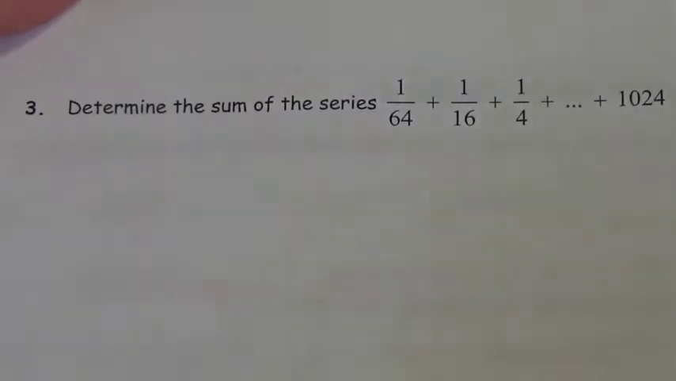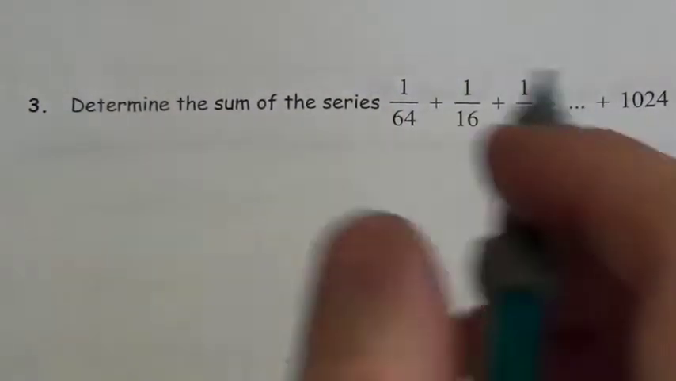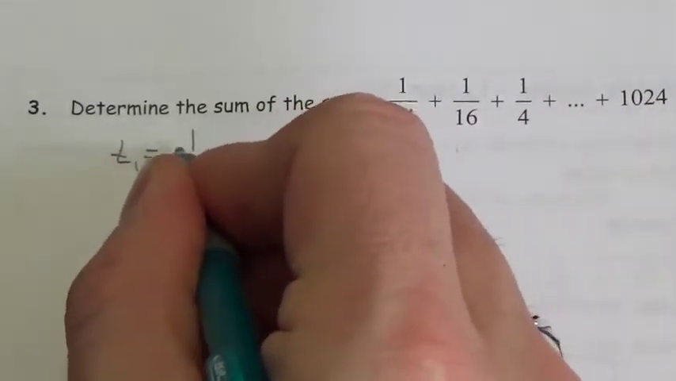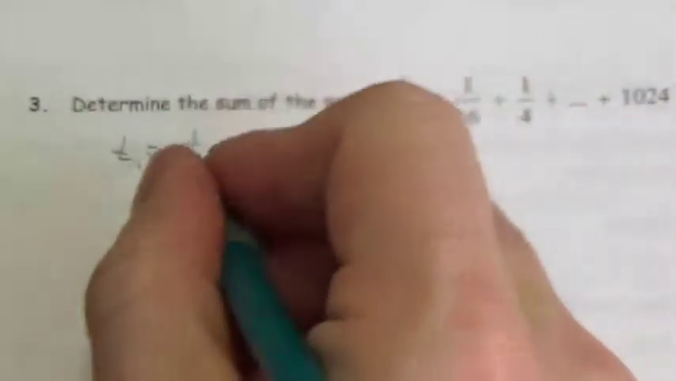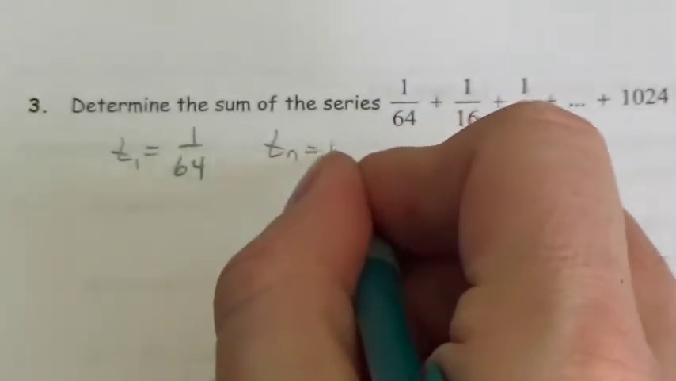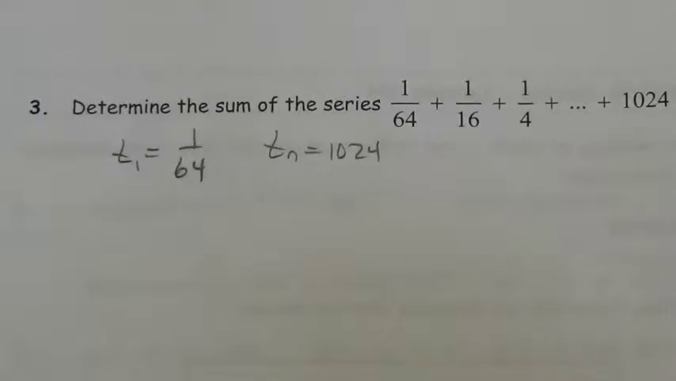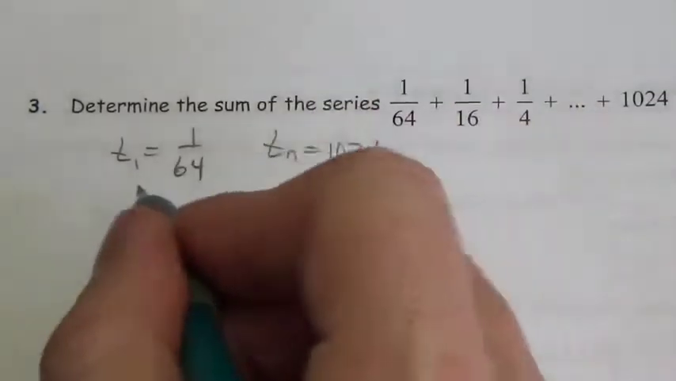Determine the sum of the series. Okay. Let's take a look at that. What are we doing here? Well, now notice this is very similar to that last one that we did. I know T1 is 160. Whoops. I wanted to write something different there. 1 over 64. I know that Tn is going to be 1,024. Okay. Still, I don't know how many terms there are in the sequence. I could figure that out, but because I'm asking for the sum, I don't need to.